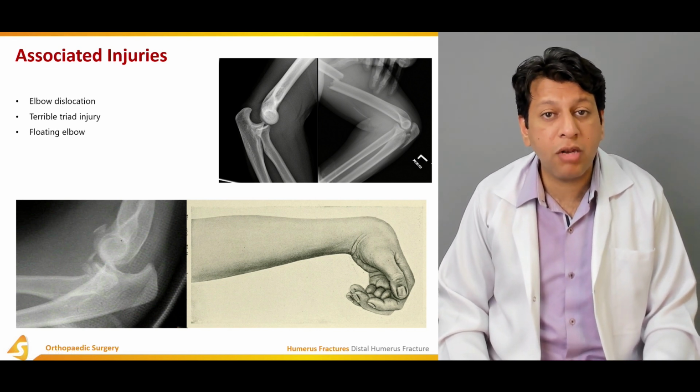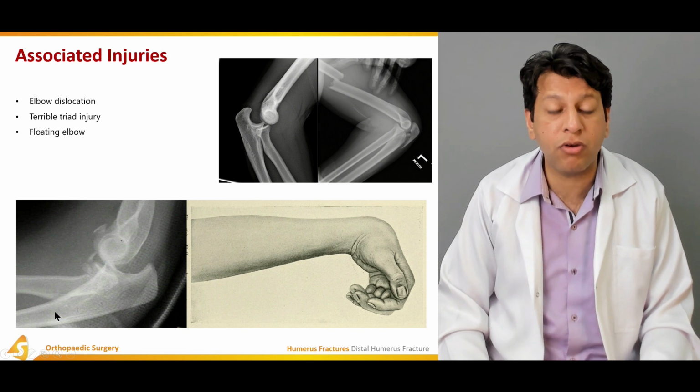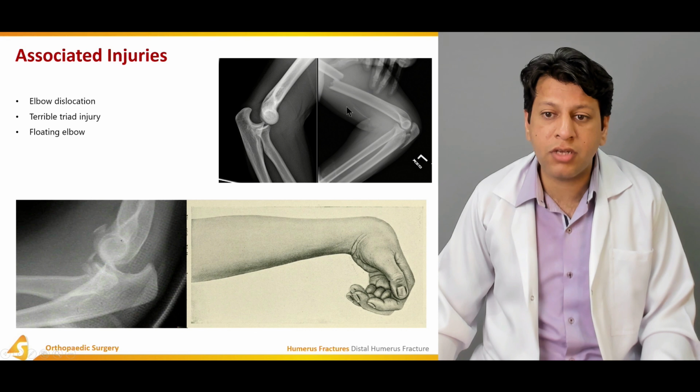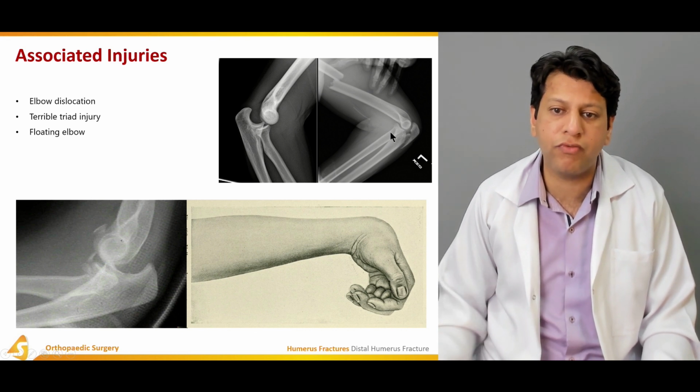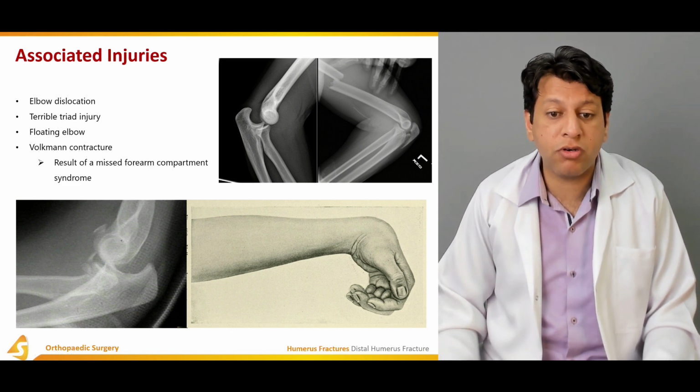There may be a floating elbow, that is a supracondylar fracture of the humerus along with a distal radius and ulna fracture, which is basically associated with polytrauma. Or you may see a shaft of humerus fracture with an olecranon fracture as well. This is a classical example of floating elbow. Or it could lead to Volkmann ischemic contracture.